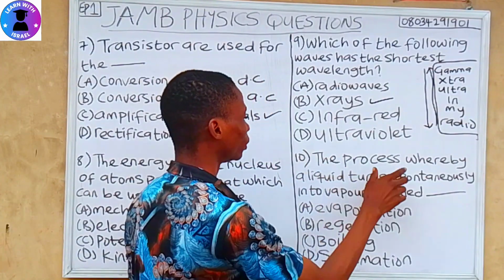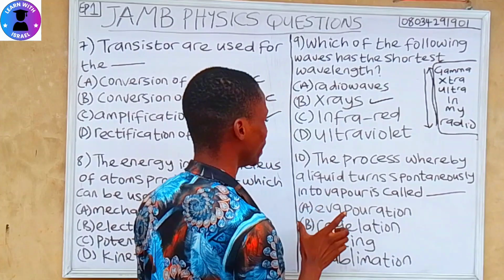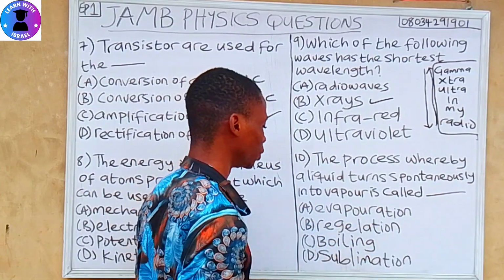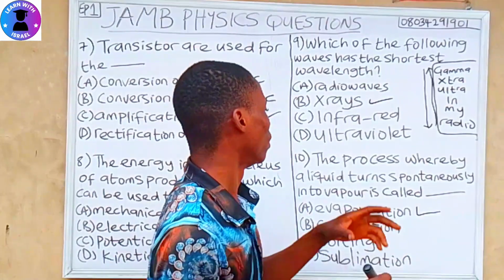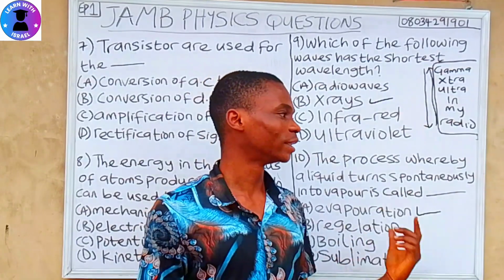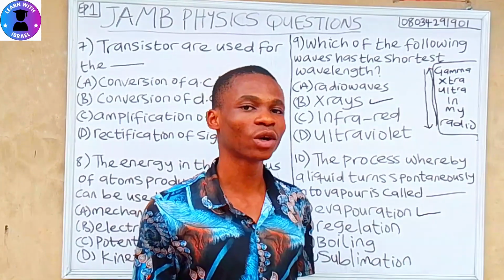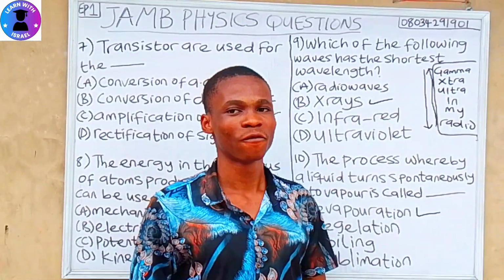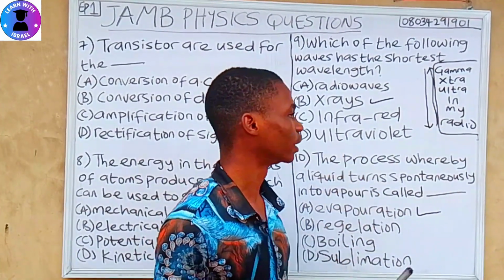Question 10. The process whereby a liquid turns spontaneously into vapor is called that. A. Evaporation. B. Regulation. C. Boiling. D. Sublimation. The correct answer is evaporation. Evaporation is the process of liquid turning to vapor, which is gas. While regulation, some people will be saying, what's regulation? Regulation, for those that don't know, is the process of ice melting under pressure. That's the meaning of regulation.